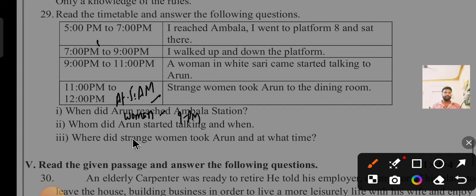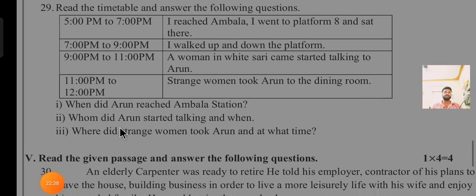Okay, where did the strange woman take Arun and at what time? Strange woman took him to the dining room. The timing is 11 p.m. Okay, if you write like this, you will get the 3 marks within 30 seconds.